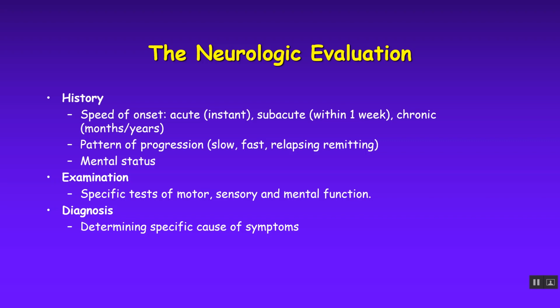So all those things will help you start to categorize, or at least give you some clues of what you're dealing with. Then the pattern of progression: was it a slow or fast progression? Was it relapsing-remitting, where the symptoms wax and wane, they get better, then get worse? Mental status will tell you some things too. Is it affecting them cognitively? Then we're going to do an examination and test specific motor, sensory, and mental function.